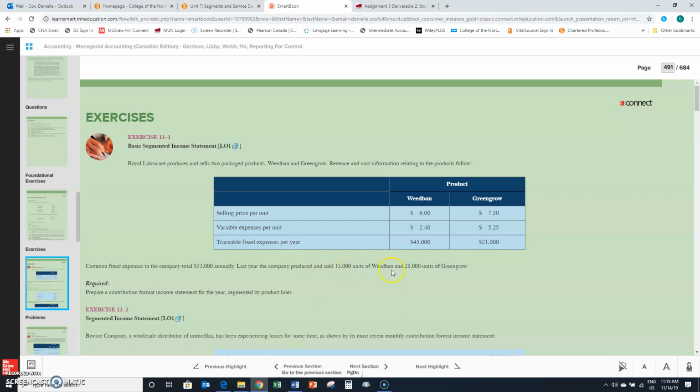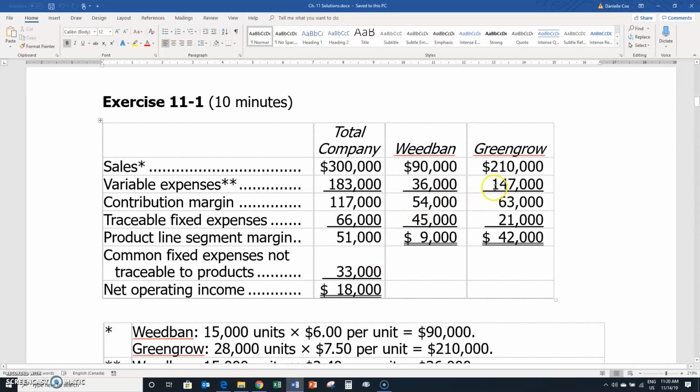Then our variable expenses, again, we'd go back. We know the units, 15,000 and 28,000, and the variable expense per unit is $2.40 for Weed Ban and $5.25 for Green Grow. So there you just do the math and multiply those out. Your contribution margin then is the sales less the variable expenses. And for your company over here, you're just totaling the 2 product divisions. So the 210 and the 90 for 300, and 147 and 36 for the 183.